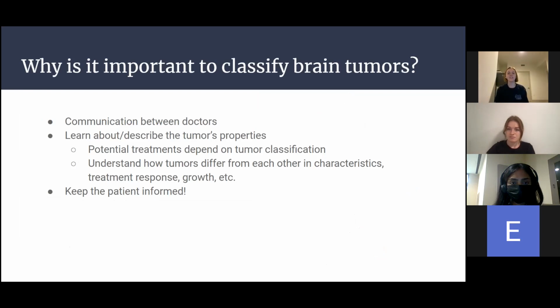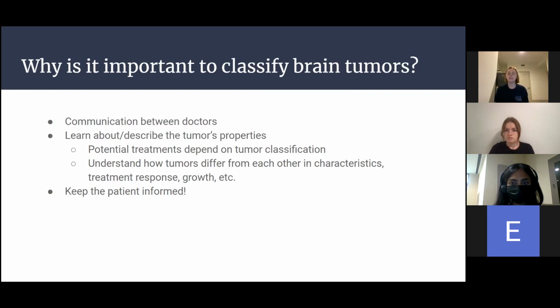Okay, great. So those are the 3 main classifications that we wanted to go over with you. There's classification by origin, classification by growth, and then the WHO classification. But now that we've gone over those 3, there's a really important question, which is why do we classify brain tumors? And there's a couple of answers to this.